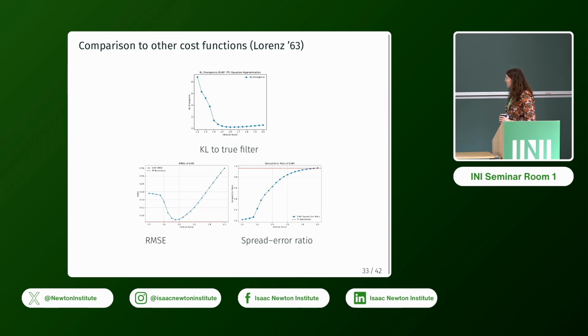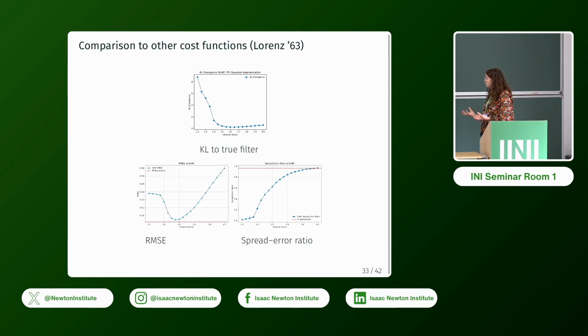This is something that's often done in practice, where the spread is tuned such that it matches the average root mean squared error. So these actually give quite different results. But we argue, if you're interested in estimating the Bayesian posterior, you should really set it according to this loss function.